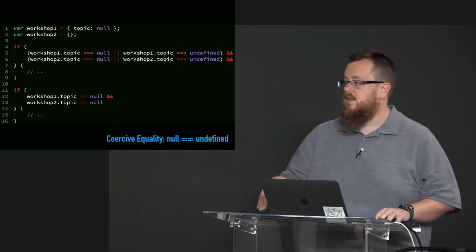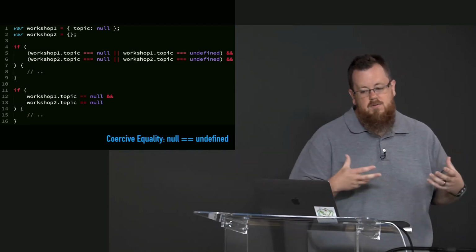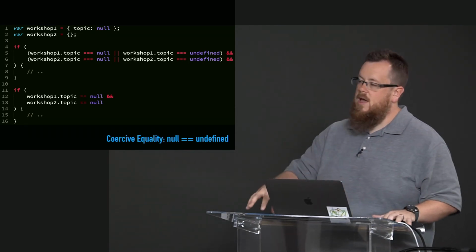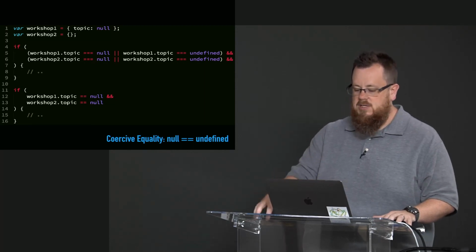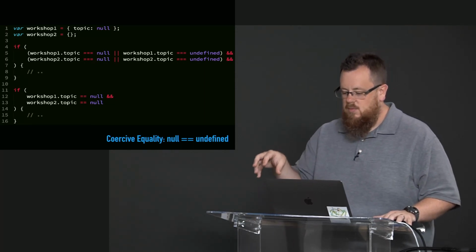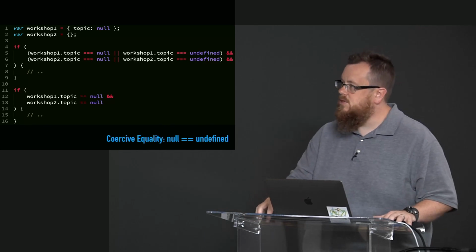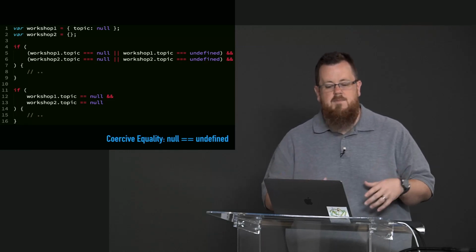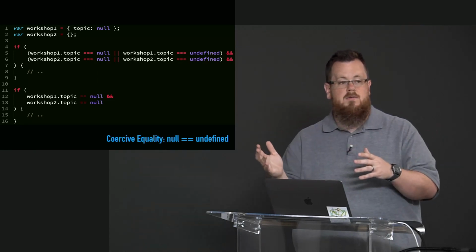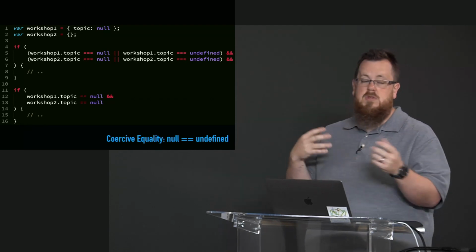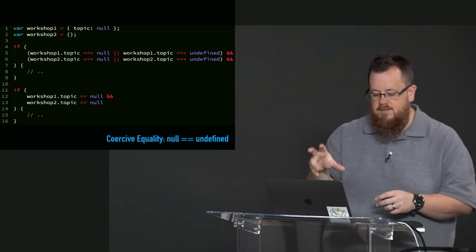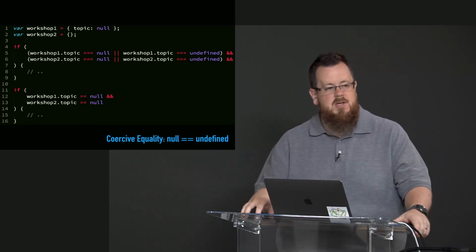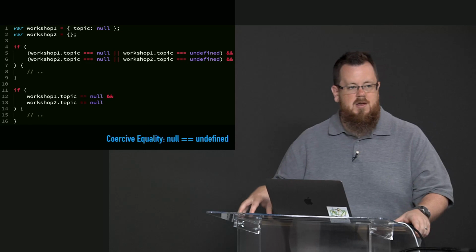And here you'll notice that actually the double equals can be more convenient, at least more readily readable. So I have a case where I'm comparing workshop1.topic, whether it's null or undefined, and workshop2.topic, whether it's null or undefined. And on lines 4 through 7, I'm basically saying, can it be one or the other? Can it be null or can it be undefined? And I'm using the triple equals. But on lines 11 through 14, I'm doing the exact same kind of check with the exact same outcome, but I'm using a double equals, and notice how much shorter that code is.